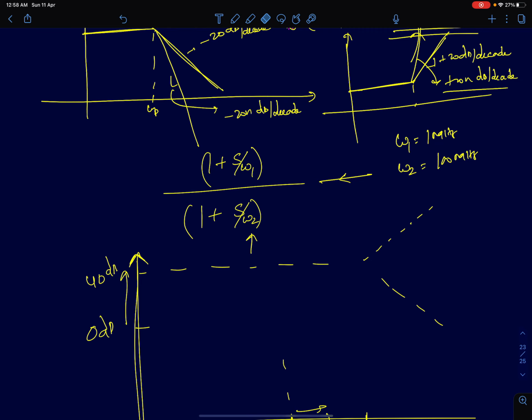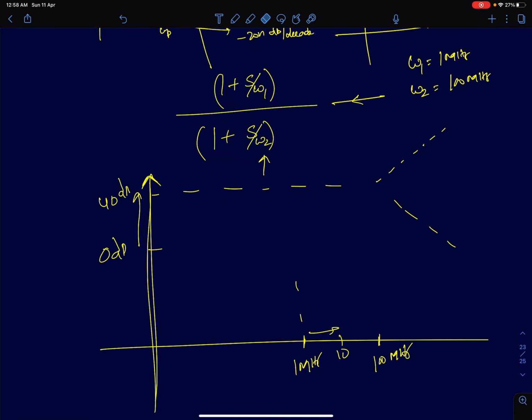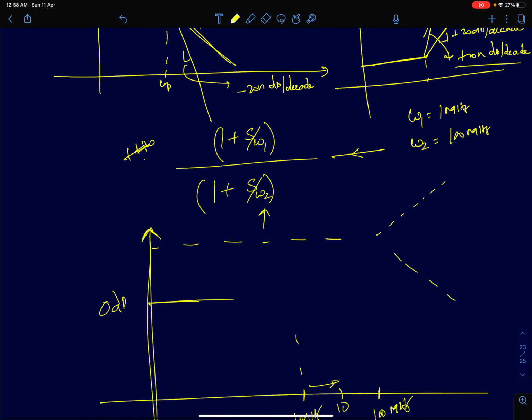To plot the transfer function, first I'll have to start with the DC gain. DC gain, find omega equal to 0. At omega equal to 0, you get 1 by 1. So you get 0 decibels. So the DC gain is 0 decibels. Now first you have to look at this function. This system has 1 zero at omega 1 and a pole at omega 2. Now the zero is at a lower frequency. It is at 1 megahertz.